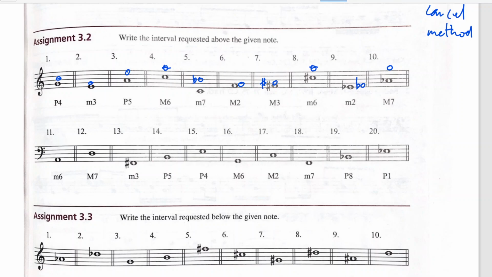Minor 6, A minor, major 7, C sharp, minor 3rd, A, perfect 5th, F sharp, because B major, you have to memorize that. P4, E to A.